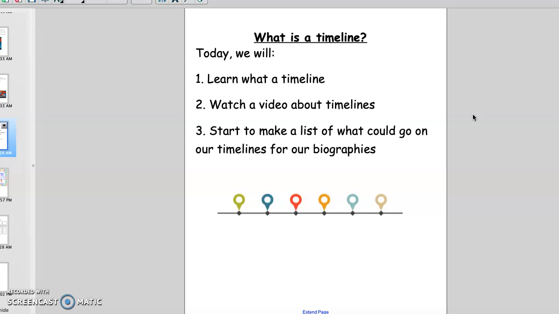In Writer's Workshop, we have been working really hard to learn about biographies, and now that we've started to select or choose the person that we are going to learn about for our final project, we need to start to think about some different things that we might see in a biography. So here's what we're going to do today. Today we will learn what a timeline is, watch a video about timelines, and then on Seesaw, we will start to make a list of what could go on our timelines for our biographies.